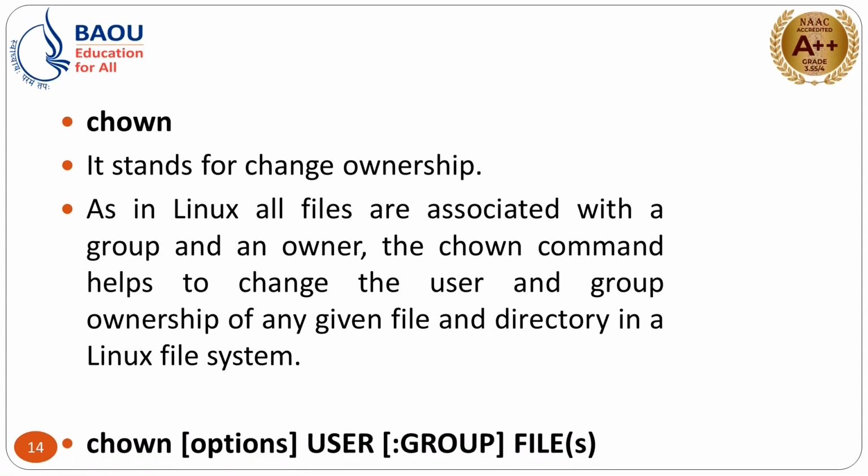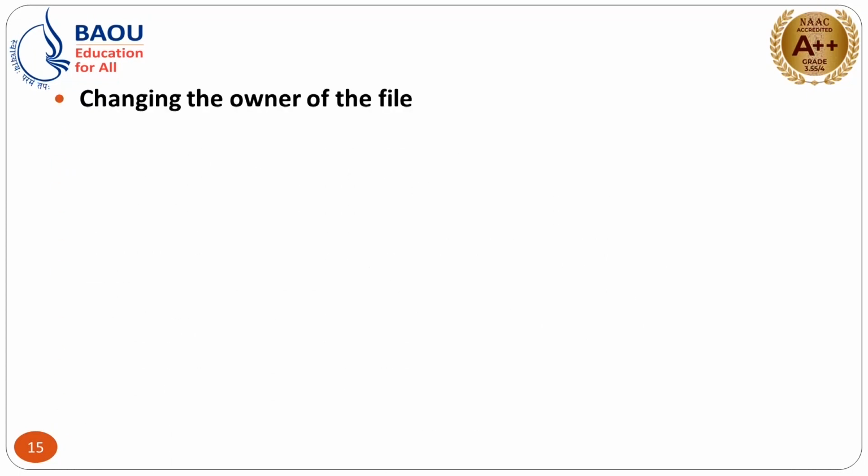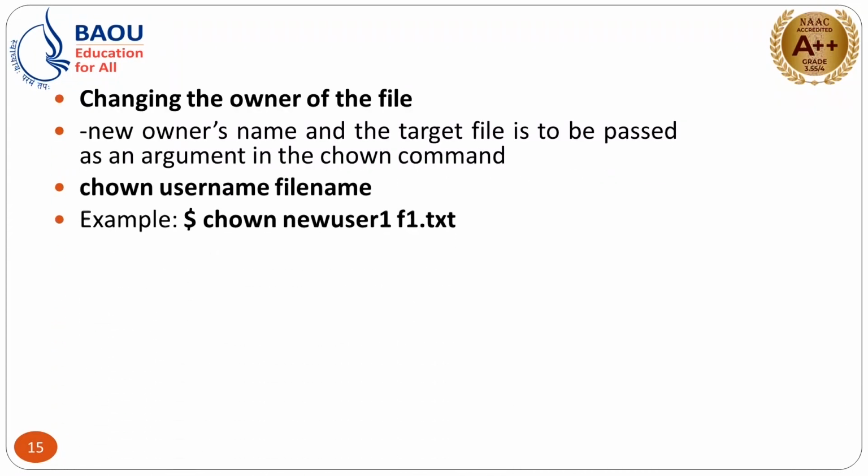So the syntax is chown options user group and the files. On the same syntax you can also change the username as well as you can also change the group name, right. So what is the example? You can see here the example: $ is the command prompt, chown is the command, new user 1. So previously suppose some other user was there, now you want to change that user for that particular file f1.txt, you can write the new user name here. After execution of this command, the user will be changed and new user 1 is now the owner.